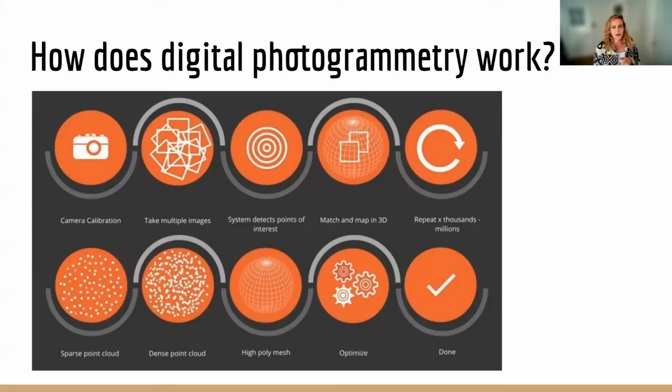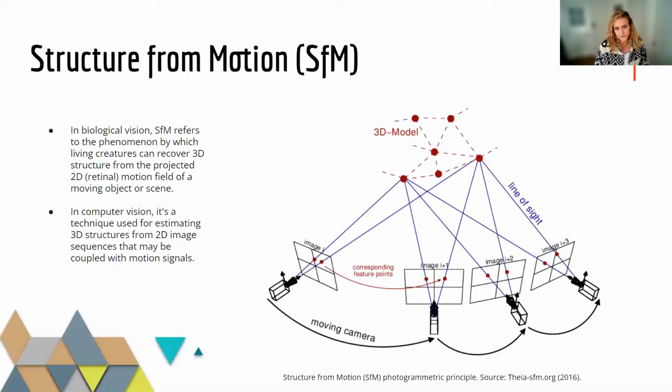So it starts with camera calibration, taking multiple images in which the system detects points of interest and matches them in 3D space. This process is repeated millions of times for all the points until a sparse and then a dense point cloud are produced. So from these points, the software can build a mesh of polygons that can then be optimized to produce final 3D meshes, textures, and models.